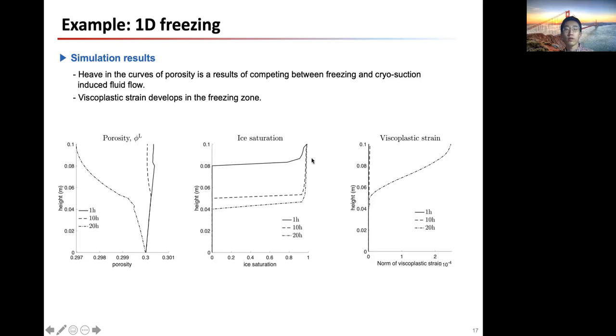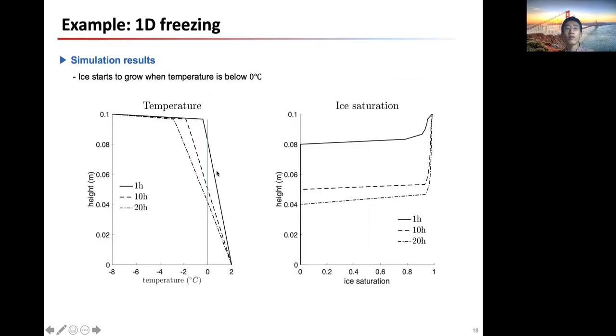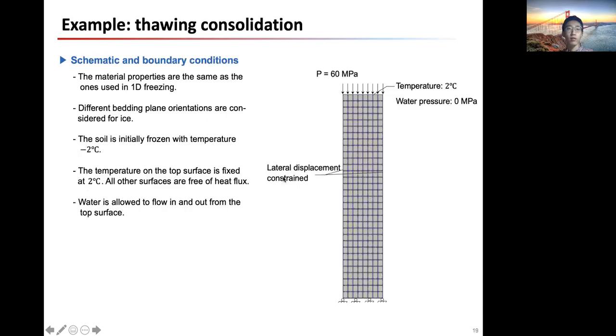And along the freezing front, this transition zone, we can always see the porosity has a heave here. This is a result of competition between freezing, which reduces the porosity, and the cryosuction, which induces a fluid flow into the region, which increases the porosity. So in the freezing zone, we have this viscoplastic strain captured here. And also from this plot, we can see the freezing always happens when temperature is below 0. So for the above 0 part, there's no ice freezing.